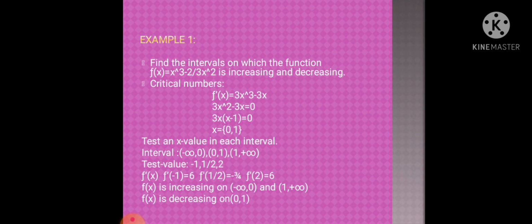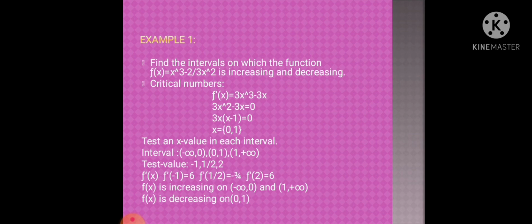Test an x value in each interval. For the intervals negative infinity to 0, 0 to 1, and 1 to positive infinity, the test values are negative 1, 1 half, and positive 2. So f'(negative 1) is equal to positive 6. f'(1 half) is equal to negative 3/4. f'(2) is equal to 6.